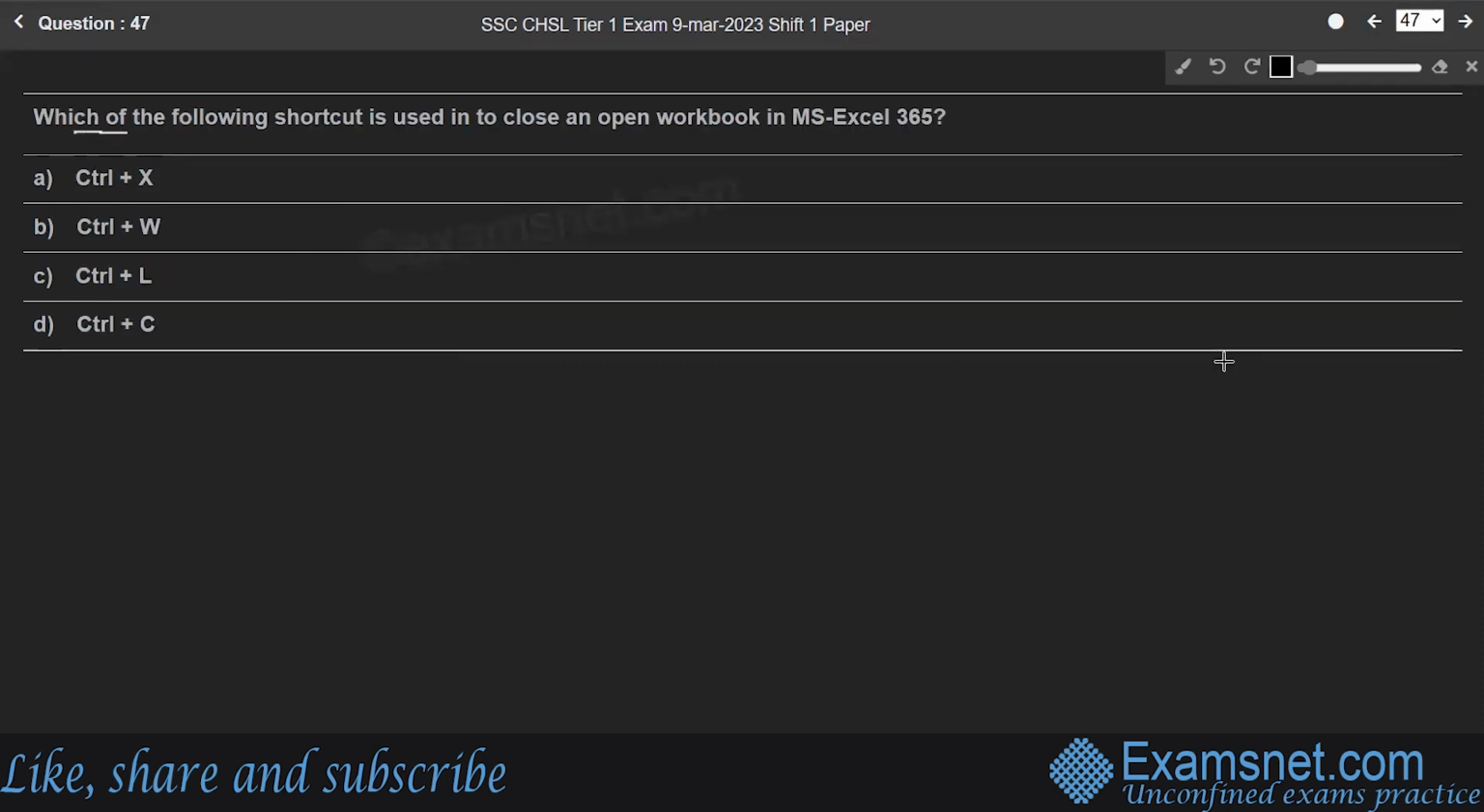Question 47. Which of the following shortcut is used to close an open workbook in MS Excel 365? Here, Control W is the shortcut key. Right? Control W shortcut key closes the currently opened workbook. Option B is the right answer.